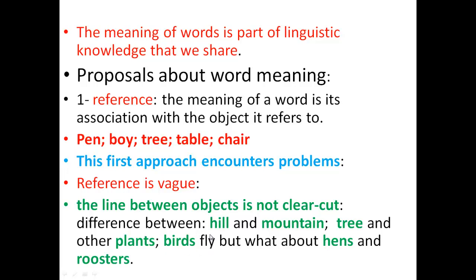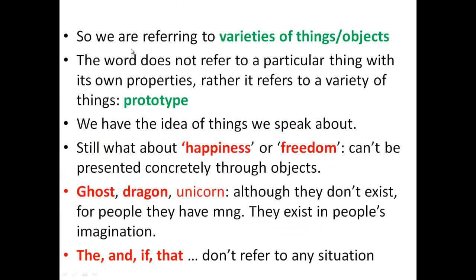So, which means that our words that we use to name things or objects in general are not that clear. They are vague, because reference is vague here. So, we are referring to varieties of things or varieties of objects. We are not referring to a particular thing or object in itself here. This is what you have got in here.